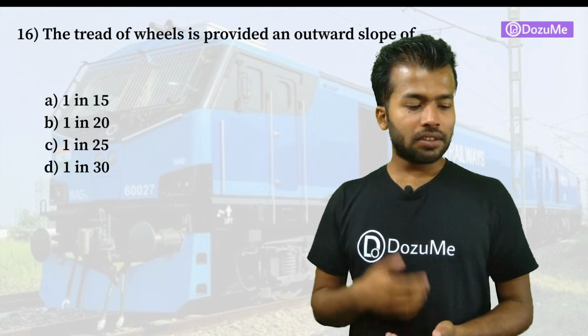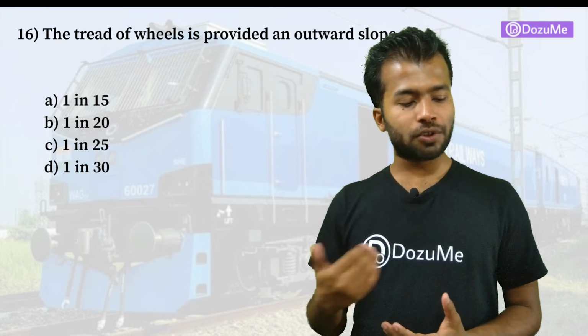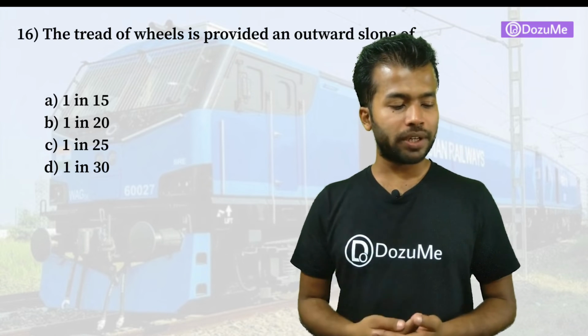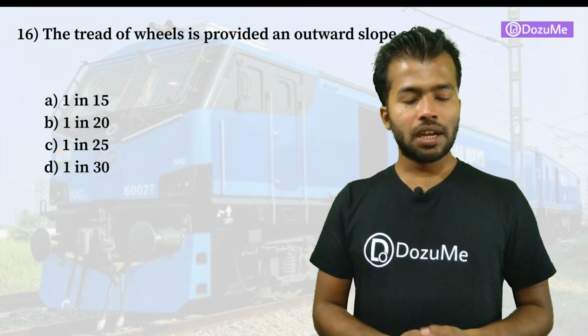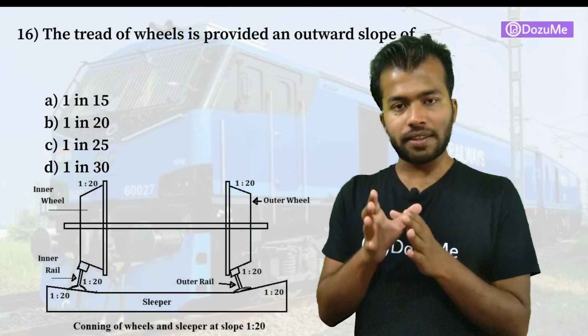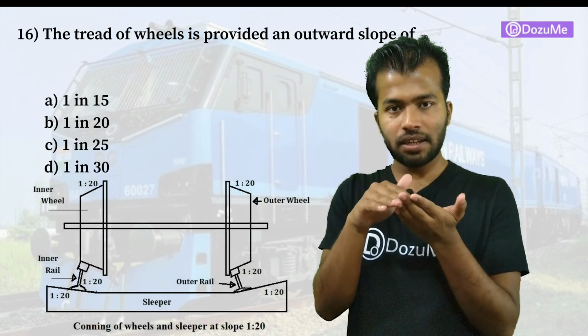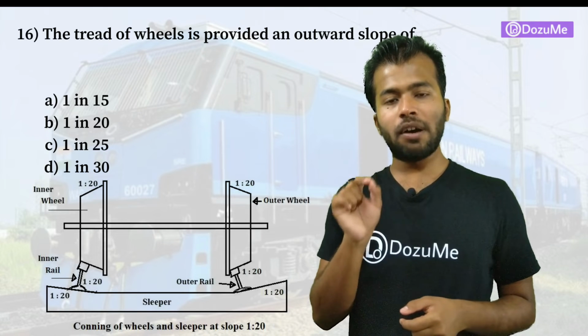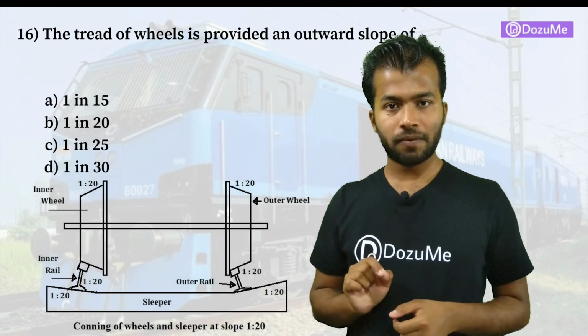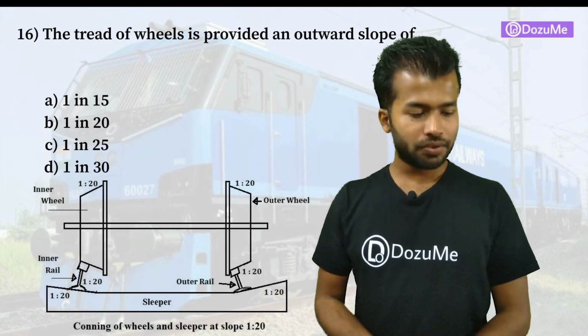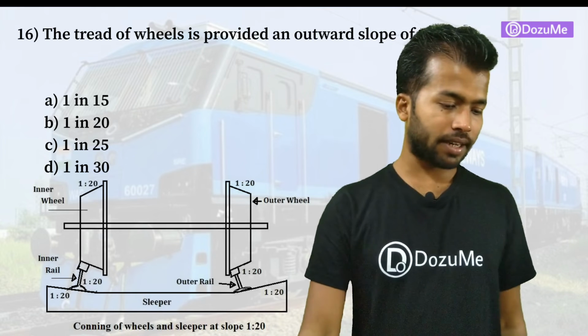Question number 16. The tread of wheels is provided an outward slope of 1 in 15, 1 in 20, 1 in 25, or 1 in 30. If you look at the wheels of a train, you can see that it has a slope. It is not flat. The slope of about 1 in 20 gives better stability over the track. So option B will be the correct answer.